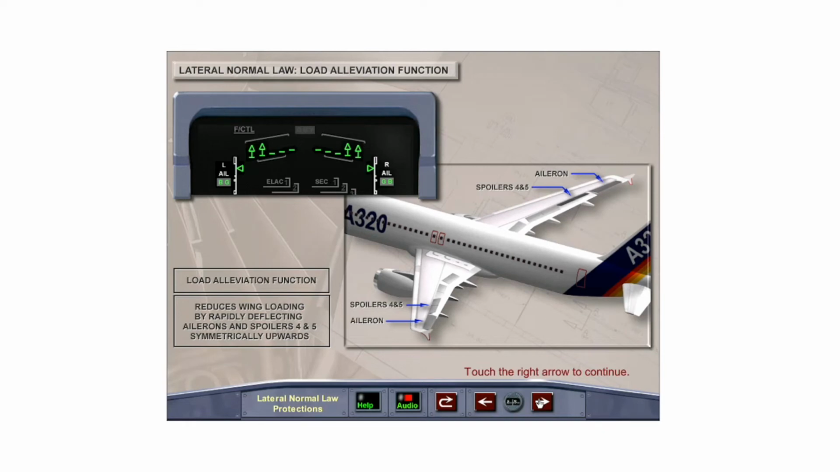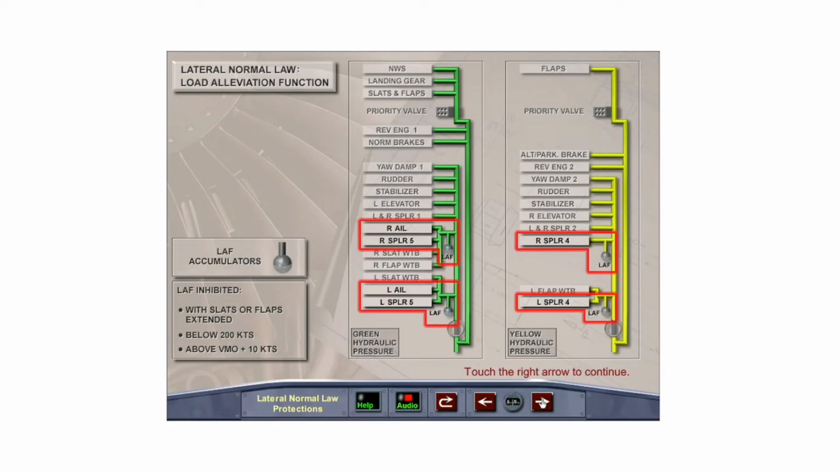The load alleviation function, or LAF, reduces wing structure loads in conditions of turbulence by rapidly deflecting the ailerons and spoilers 4 and 5 symmetrically upwards when the aircraft load factor differs by 0.3 G compared to aircraft demanded load. To assist with the high hydraulic demands required, dedicated hydraulic accumulators are installed near the associated controls. LAF is inhibited with slats or flaps extended below 200 knots or above VMO plus 10 knots.